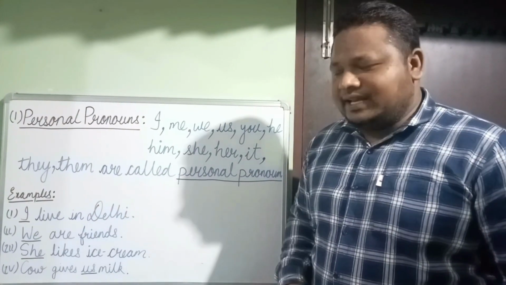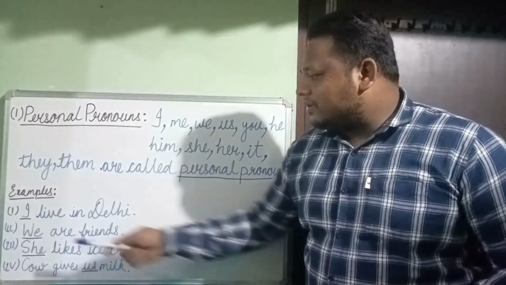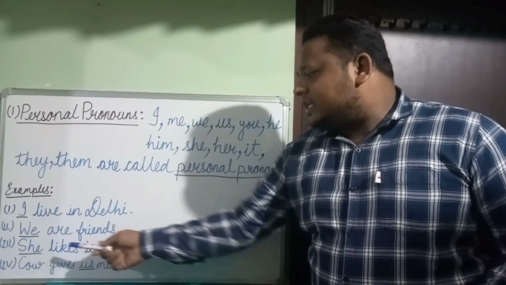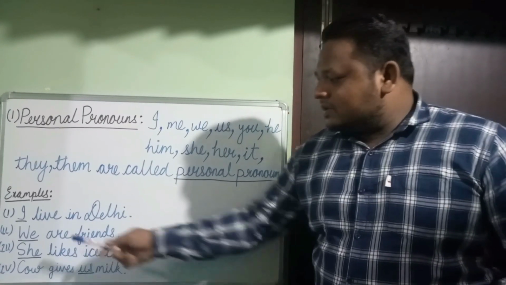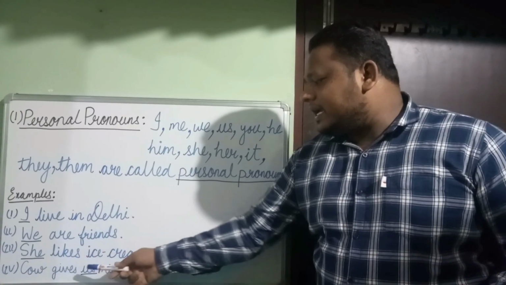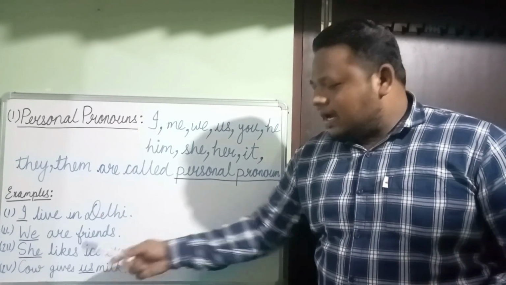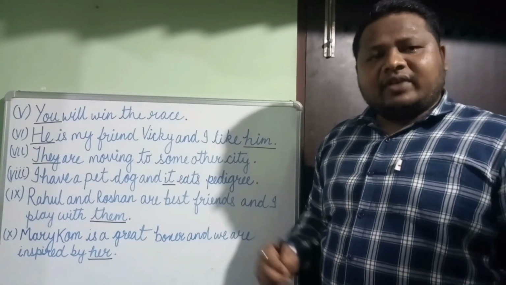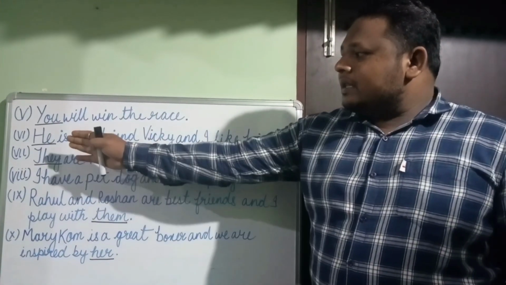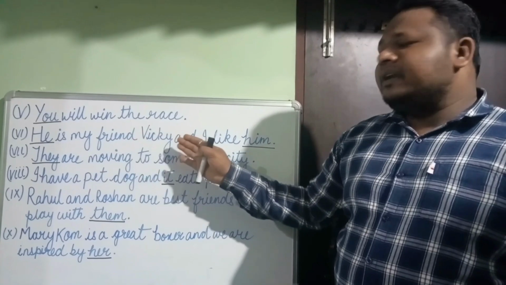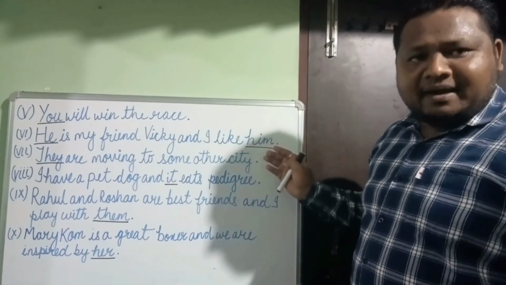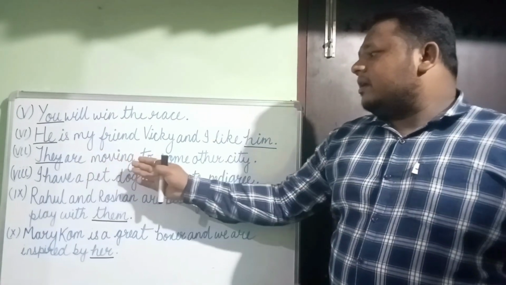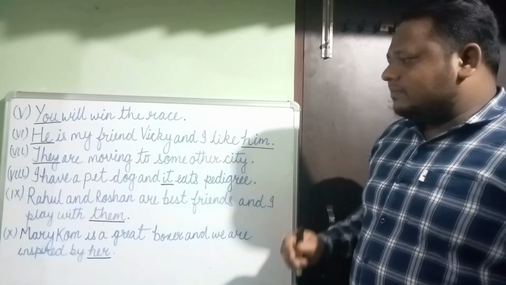I live in Delhi. Here, I is the personal pronoun. We are friends. We. She likes ice cream. She. Cow gives us milk. Us. Example 5. You will win the race. You. Number 6. He is my friend Vicky and I like him. He and him. They are moving to some other city.